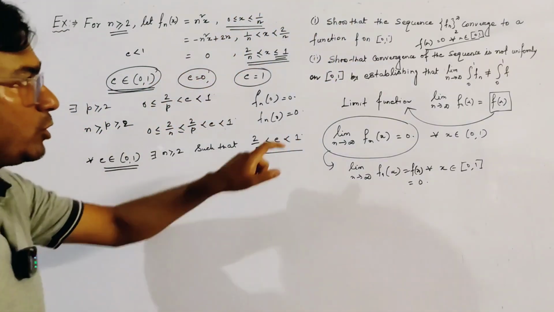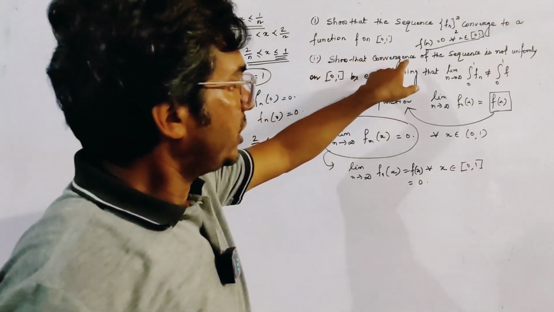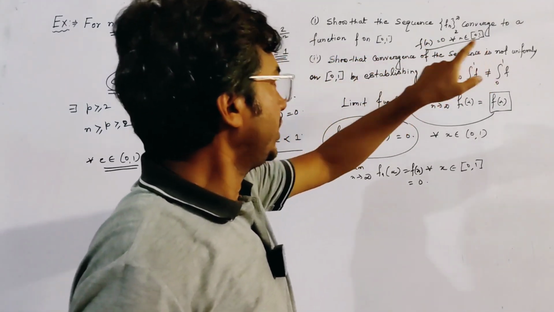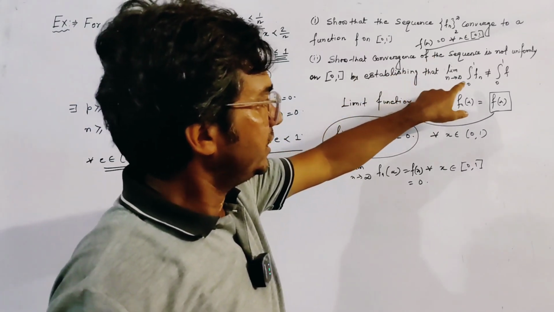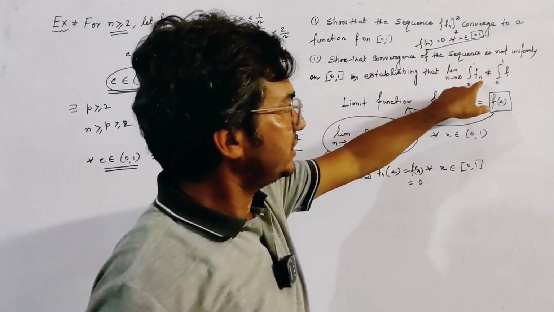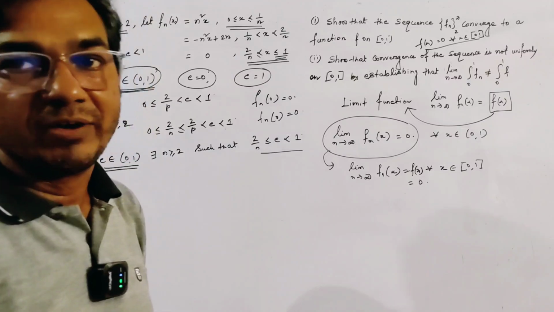And for the second problem, show that the convergence of the sequence is not uniform by establishing that limit n tends to infinity of the integration from 0 to 1 of fn is not equal to the integration from 0 to 1 of f.